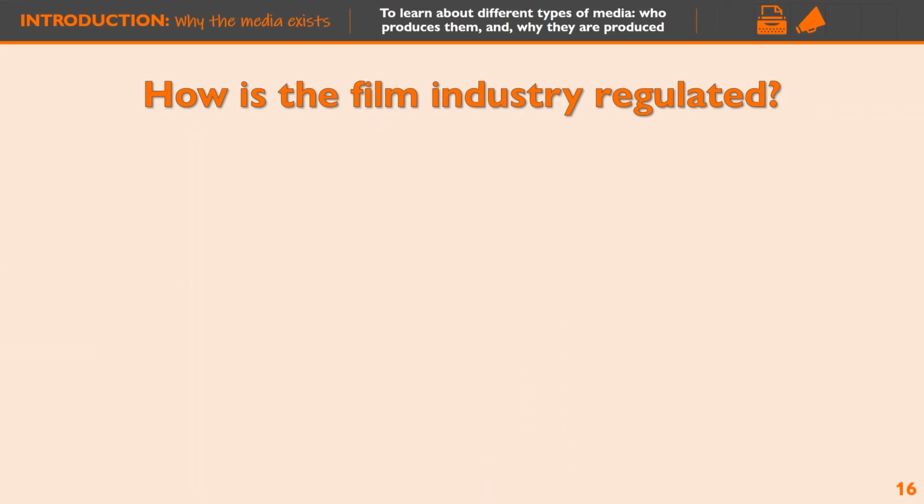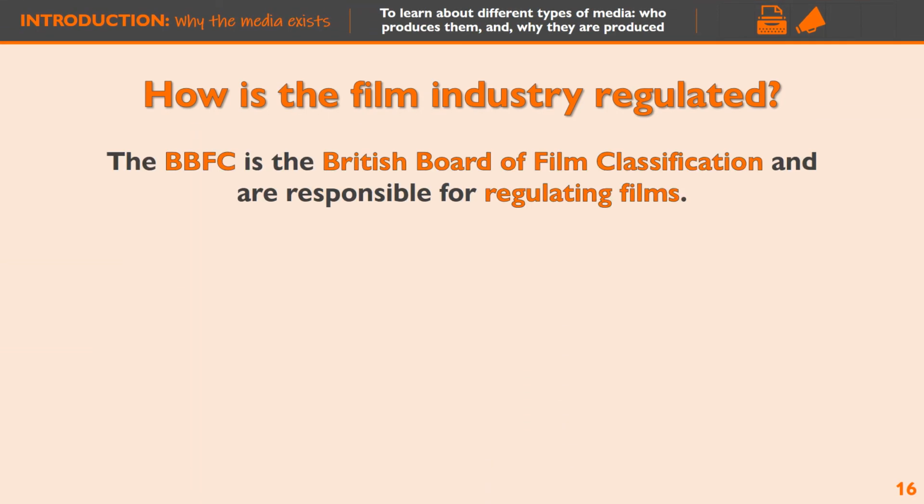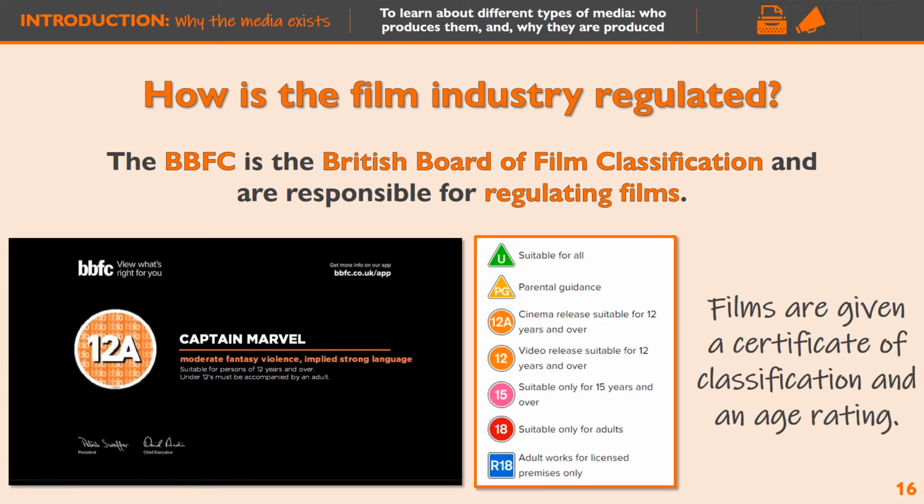Take the film industry, for example. The film industry is regulated by an agency called the BBFC. Now that's the British Board of Film Classification, and they are responsible for regulating films using certificates and age ratings. If you want to release a film in this country, whether that's at the cinema or on DVD, you have to have it certified by the BBFC. So you would send them your film, they will review it, they'll write a nice report about why they gave it the age rating they gave it, and it will come with the certificate that you can see there, which is always displayed in the cinema or before the DVD begins.